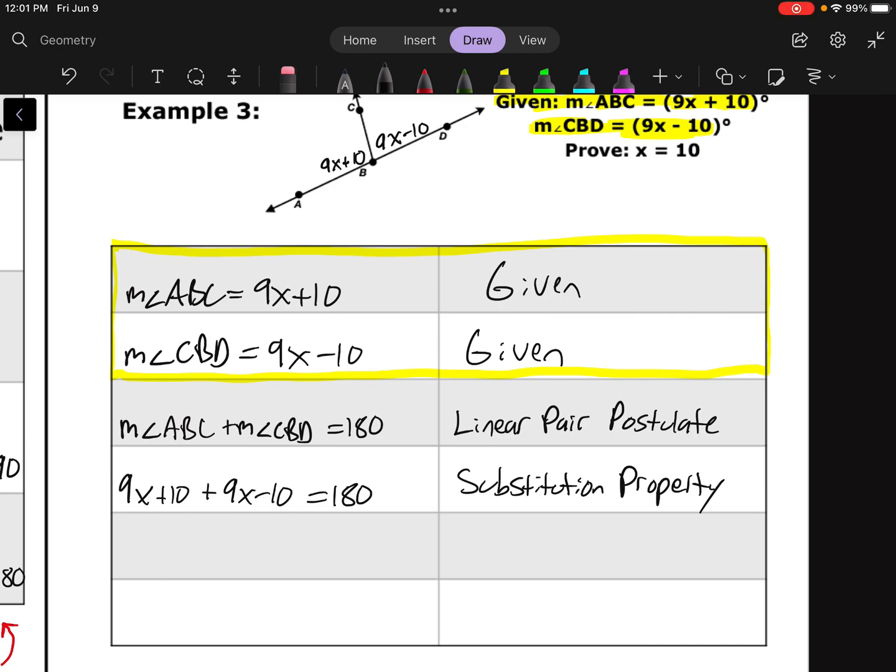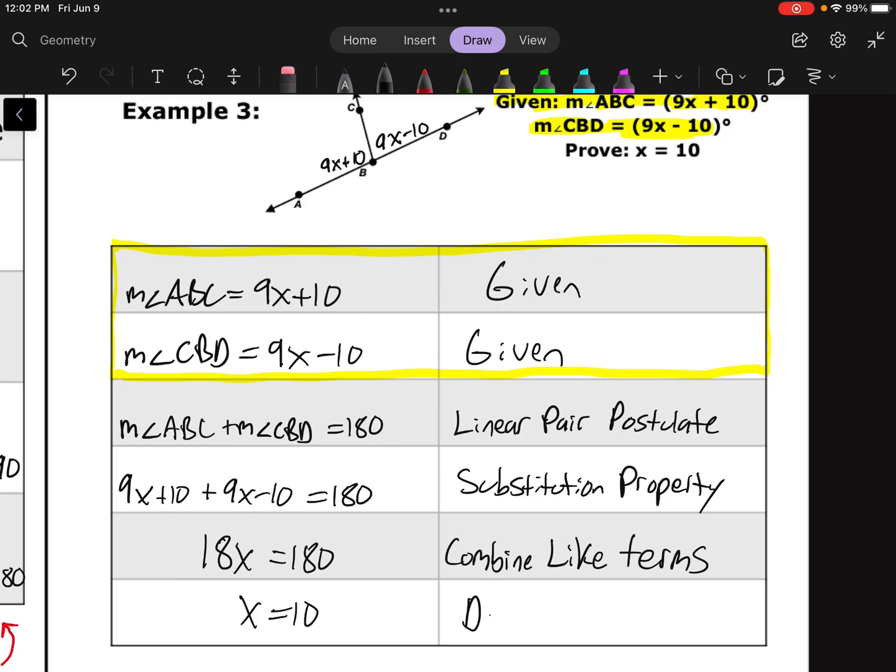And then what can I do? Well, 9x and 9x make 18x. 10 minus 10 is 0, so that's gone. And that was me combining like terms. And then let me just divide. Get x is equal to 10 using the division property. And I know I'm done because I got to the proof statement.